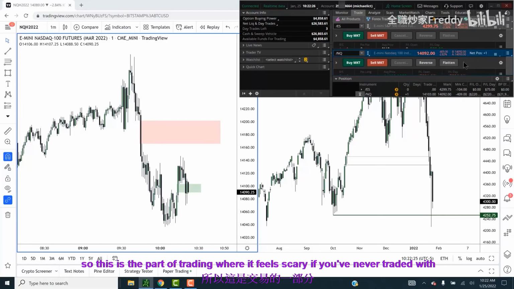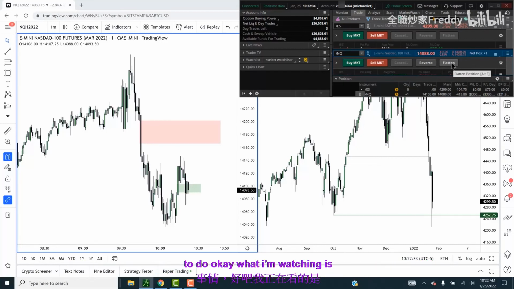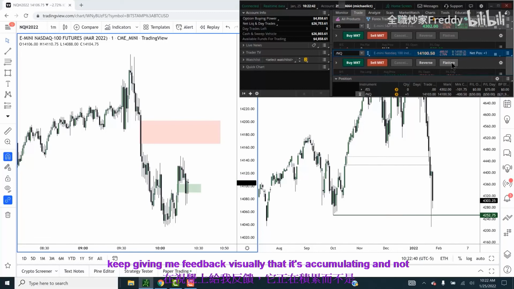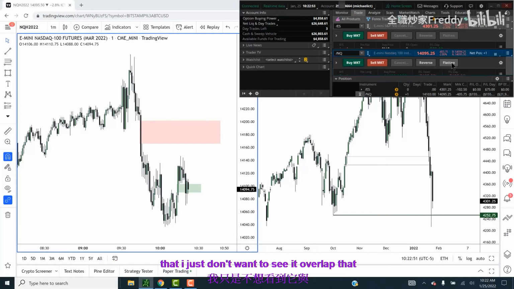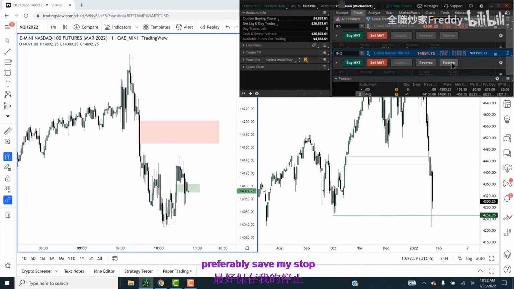So this is the part of trading where it feels scary. If you've never traded with live funds and you just feel like you've got to watch that number of how much money you're making and losing, that's the worst thing to do. Okay. What I'm watching is the chart. Does the chart continuously keep giving me feedback visually that it's accumulating and not going lower? Now, it can go one more time back into that lower fair value gap. That's permissible to me. I'm willing to endure that. I just don't want to see it overlap that entire thing and go lower, because then I'd have to close the trade and preferably save my stop.